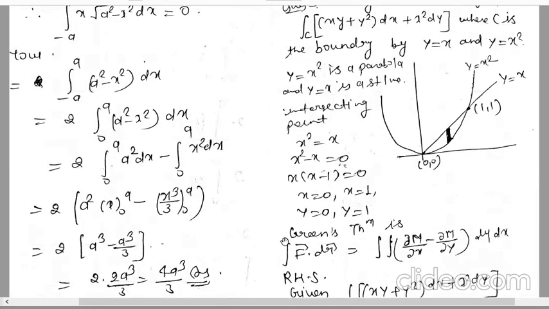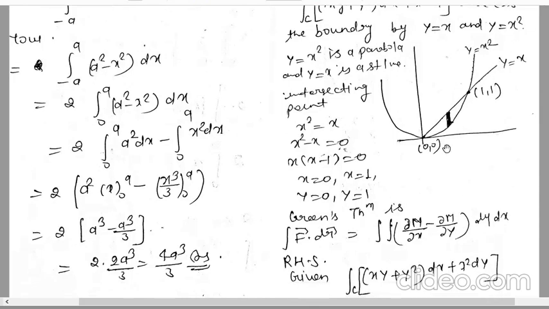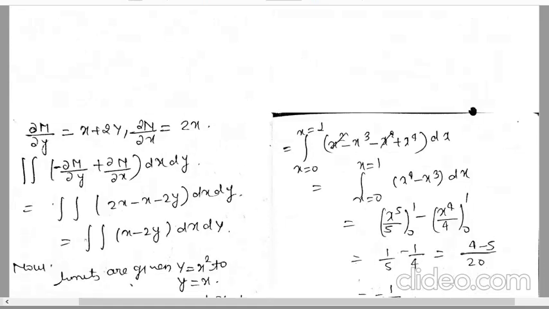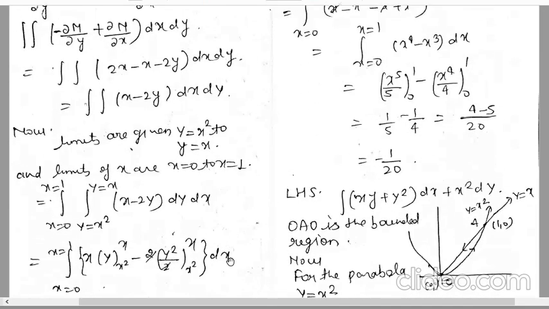Now limits, what are the limits of this? You will draw a strip parallel to the y axis. This strip's base is touching y equal to x square, so your lower limit is y is equal to x square, and the upper limit is y is equal to x. The upper side is touching the line y is equal to x, so your y limit is y is equal to x square to y is equal to x, and x is moving horizontally from 0 to the line x is equal to 1. In the bounded region, your limit is x is equal to 0 to 1.